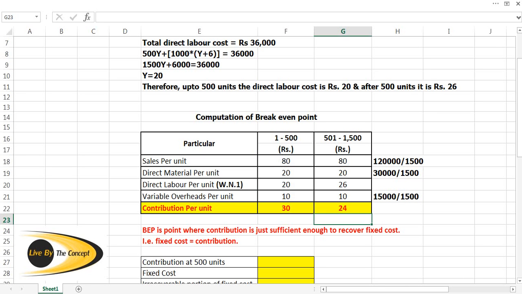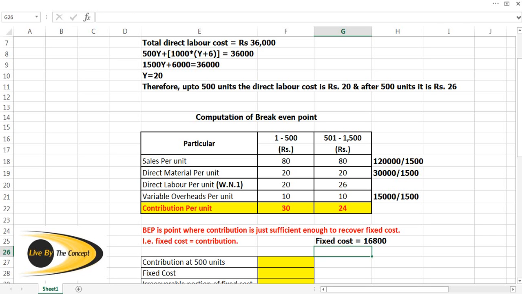Now what is break-even point? Break-even point is a point where the contribution is just sufficient to recover the fixed cost. That means in break-even point we try to recover our fixed cost. So fixed cost is equal to contribution. That is nothing but the break-even point. So let us try to find out what's the total fixed cost we have. The total fixed cost we have is rupees 16,800. So we will try to recover the 16,800.